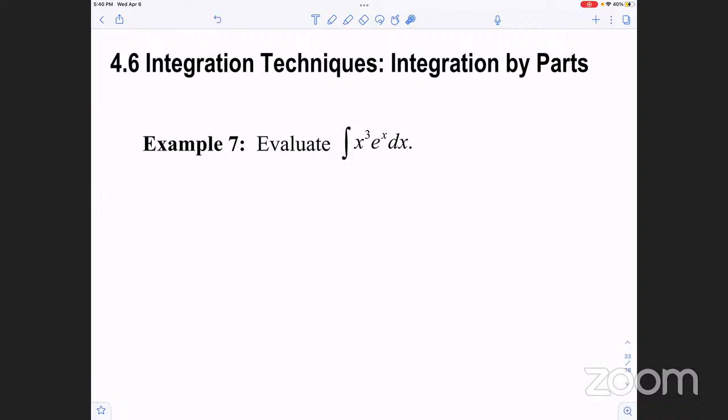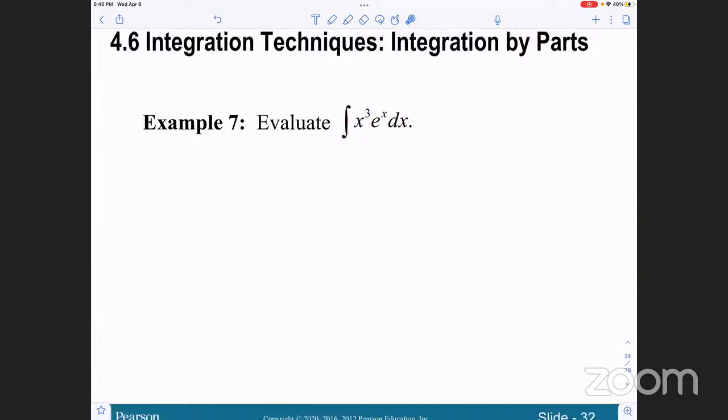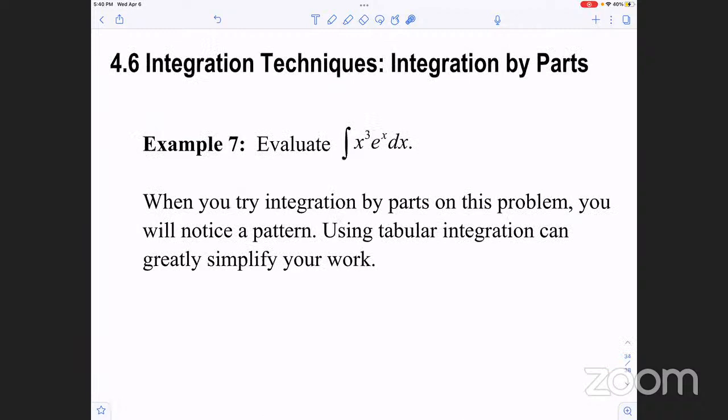When you experience that thing of having to do integration by parts several times, like for instance, you would let your u be this guy, and your du is going to be like 3x squared. And so basically, every time we do integration by parts, the power is coming down and down and down. So instead of writing it out, we can use a table.